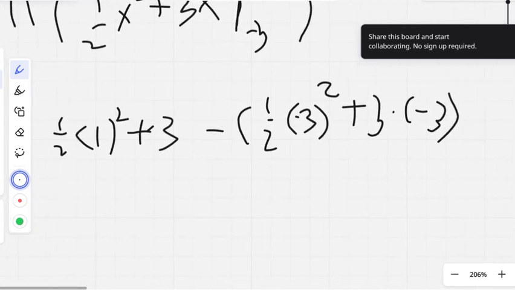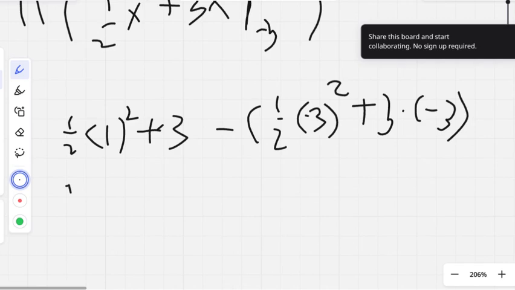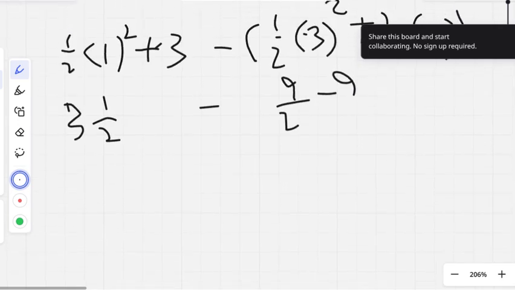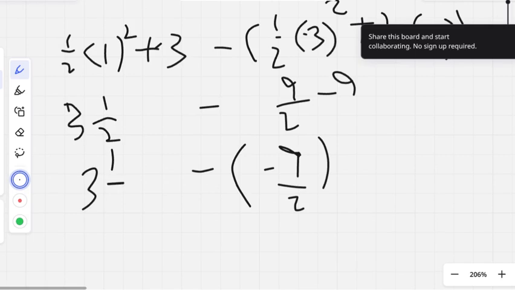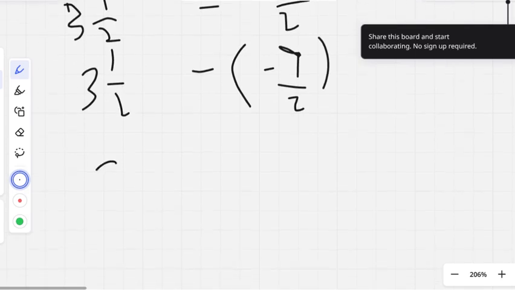Alright, now we just simplify this down. 1 half plus 3 is 3 and 1 half. Minus, negative 3 squared over 2 is 9 halves, plus 3 times negative 3 is negative 9. 9 halves minus 9 would just be negative 9 halves, but that's also subtracted again, so it's going to end up being positive. And then we add the 3 and 1 half, and we'll get 8.